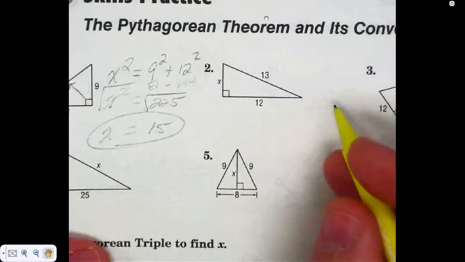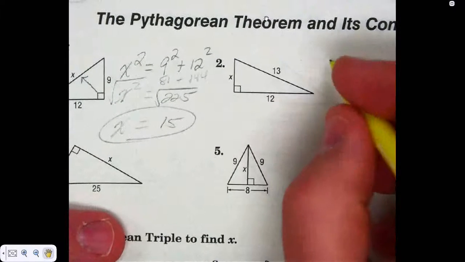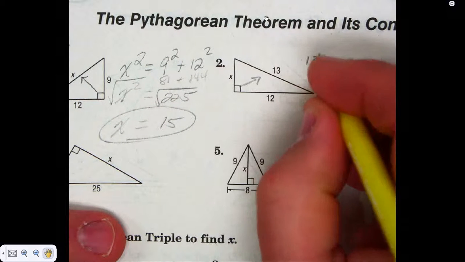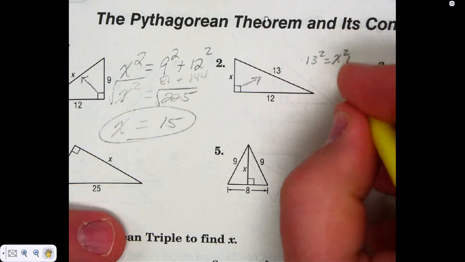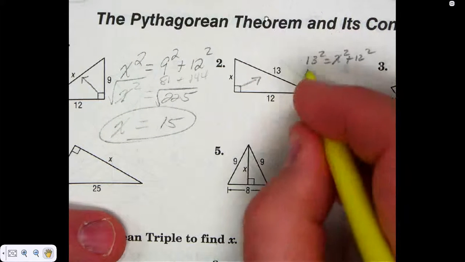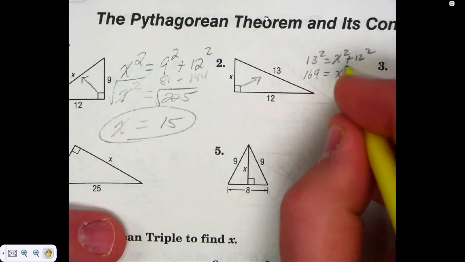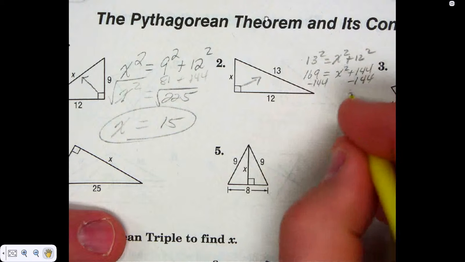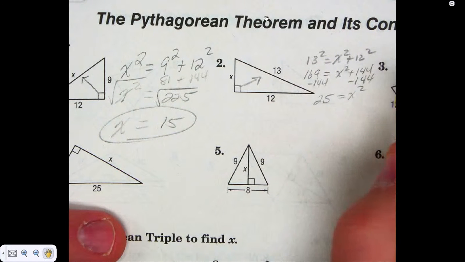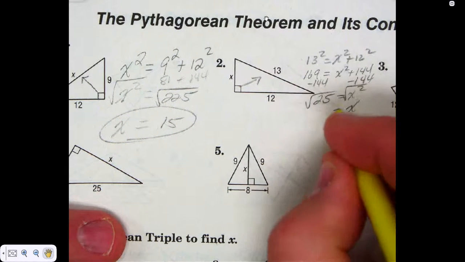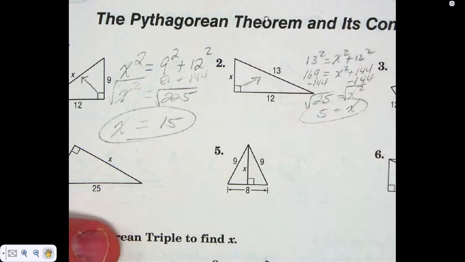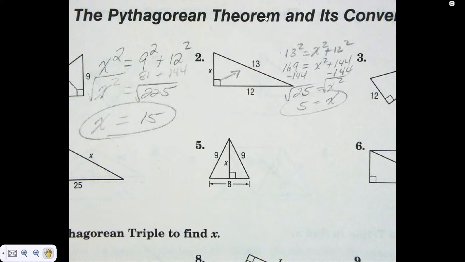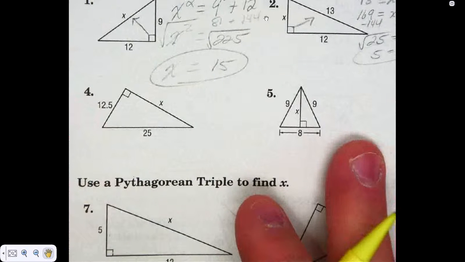Try number 2. What is my equation? 13 squared. Yep, that's pointing right at that hypotenuse. So 13 squared is equal to x squared plus 12 squared. 169 is equal to x squared plus 144. X squared is equal to what? 25? Don't forget to take the square root. X is equal to 5. I want to know what x is equal to, not what x squared is equal to. Well, doggone it. I wish they'd give me one that wouldn't come out even every time.